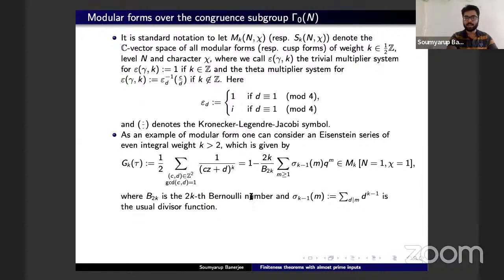Where b2k is the 2k-th Bernoulli number, and sigma k minus 1 of m is the generalized divisor function, and so on.